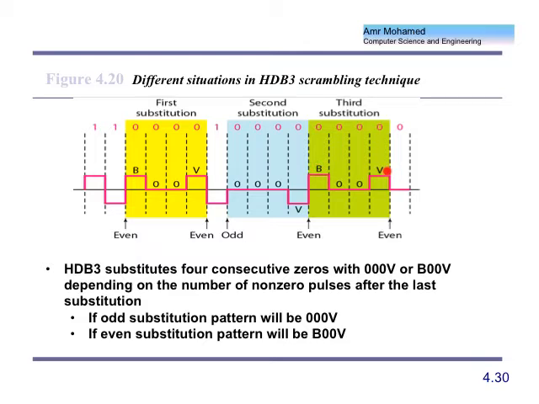B00V. So B stands for toggle or binary, or I have to flip the voltage level. And then 00 and then V. So V always means take the previous non-zero voltage and put it as is. That's what violation means. And B means always look at the previous non-zero voltage. If it's positive, then make it negative. If it's negative, then make it positive.